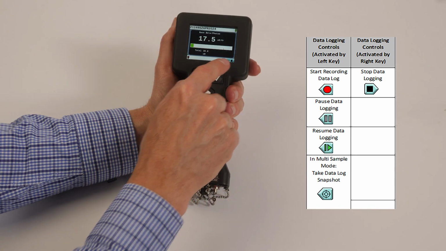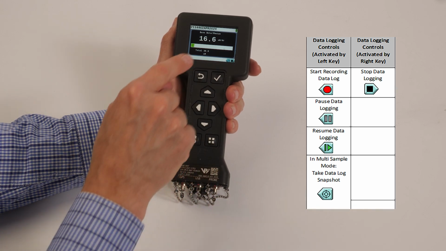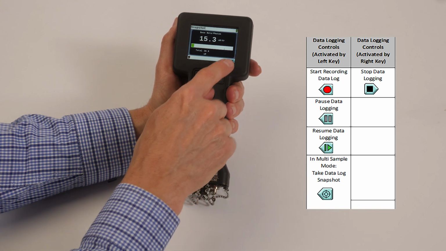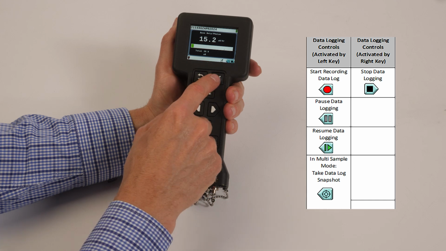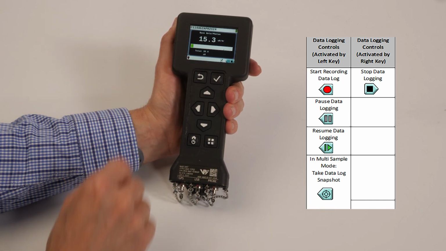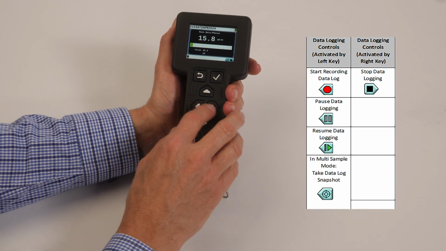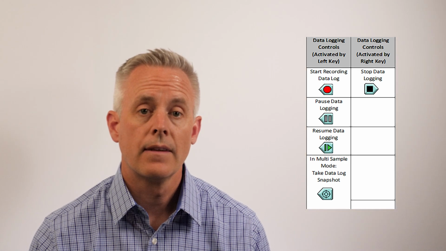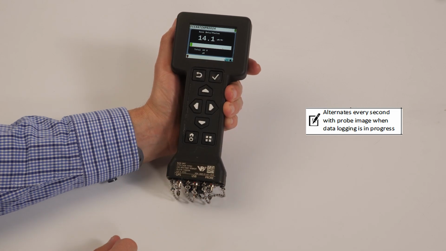The black target symbol indicates that pressing the left arrow key will take a data log snapshot while in multi-sample mode. A new entry in the data log file will be recorded each time this key is pressed. A black stop symbol indicates that pressing the right arrow key will stop data logging. The pen and paper symbol indicates that the base unit is logging data.